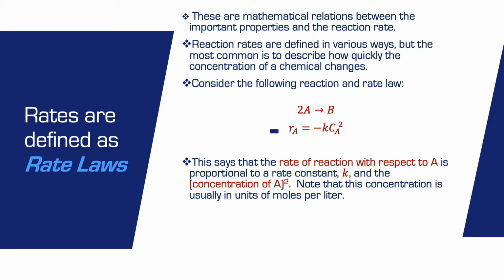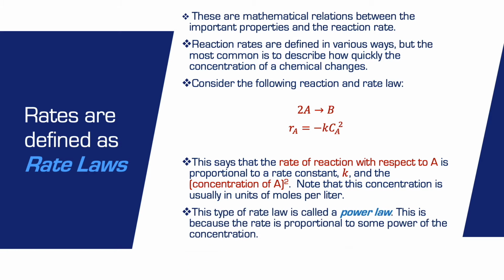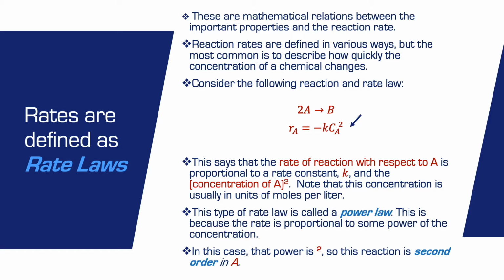This says that the rate of reaction with respect to A is proportional to a rate constant of k and the concentration of A squared. Note that this concentration is usually in units of moles per liter. This type of rate law is called a power law. This is because the rate is proportional to some power of the concentration. In this case, that power is squared. So this reaction is second order in A.